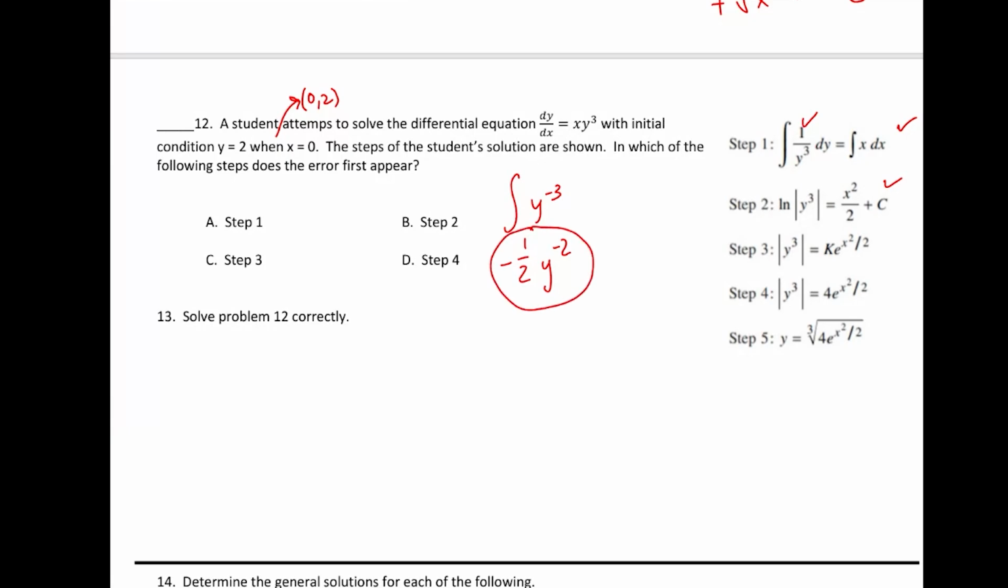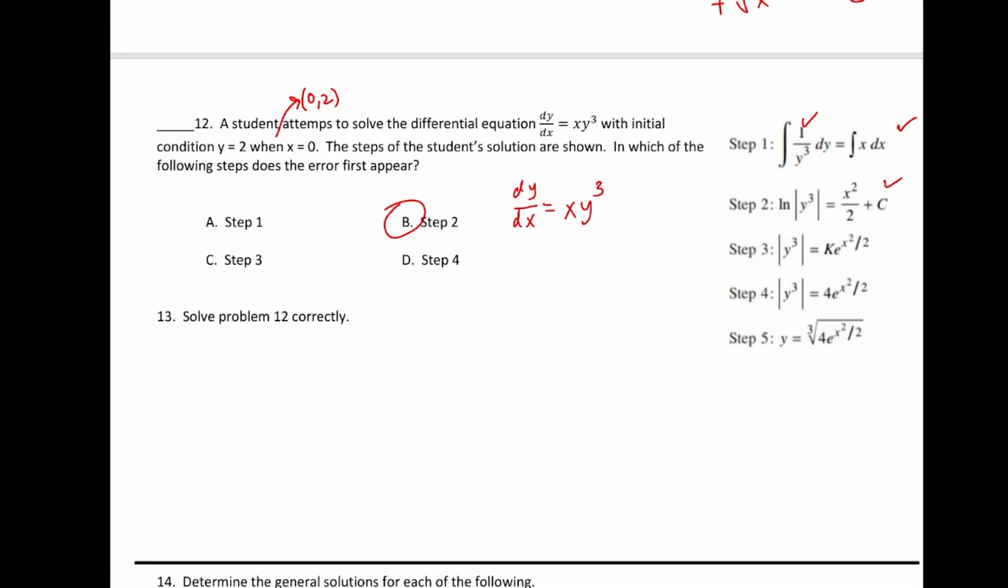And here we go. That's not right. Natural log is only used for when you raise something to the negative 1st power. Otherwise, if it's any other power, you're going to use that anti-power rule. So yeah, our answer is B. And then the follow-up here is to actually solve it correctly. So I guess I should have probably just done that from the start. So let's solve it correctly.